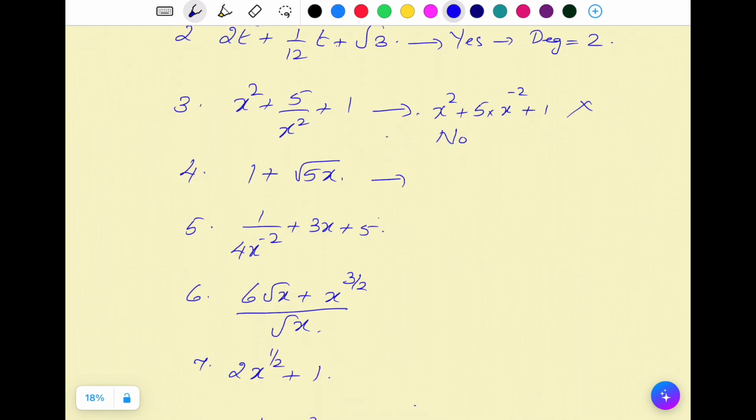In this question, 1 plus root 5x, the root comes for x also. So, this can be written as 1 plus root 5 into root x. That means 1 plus root 5 into x to the power of 1 by 2. So, you have a fraction as the degree. It should be a positive integer only. So, this is also not a polynomial.